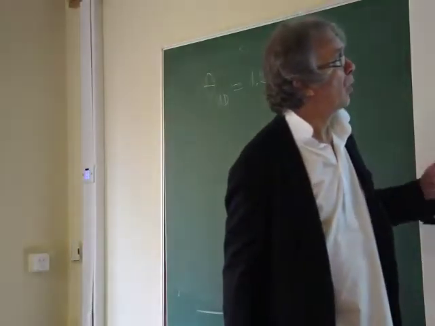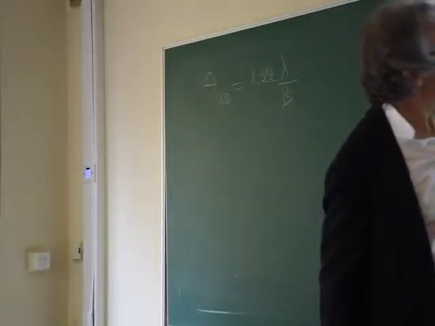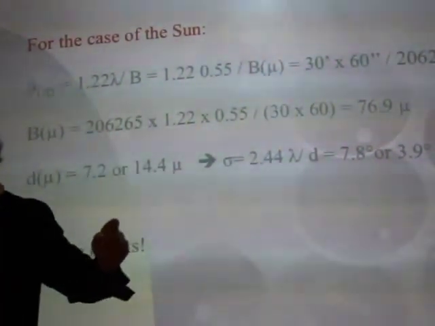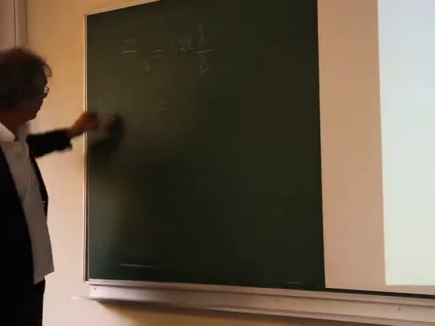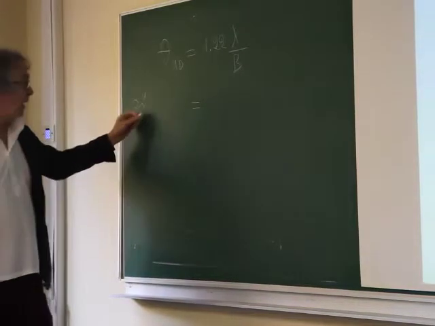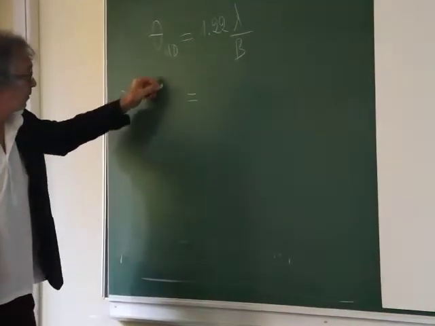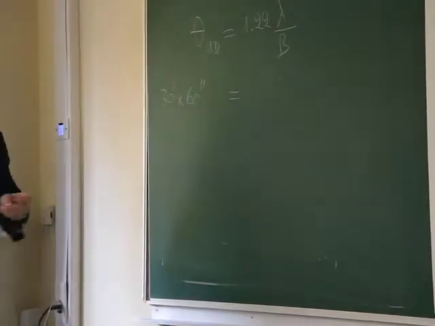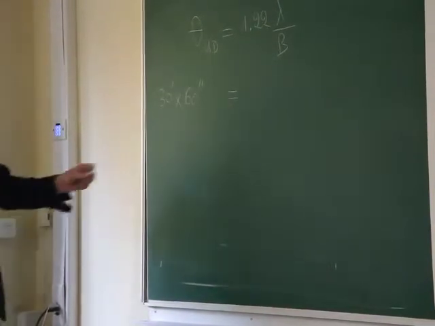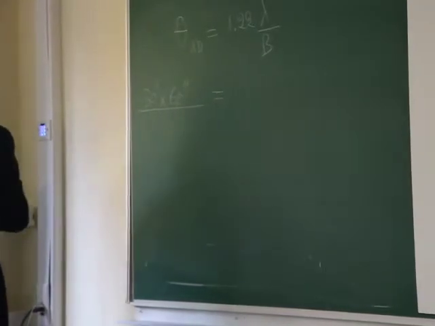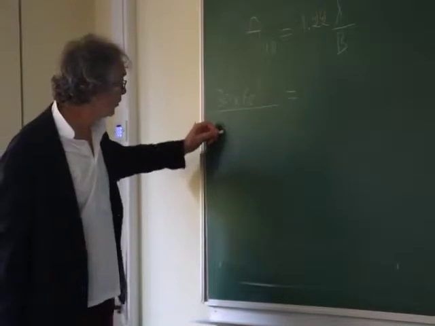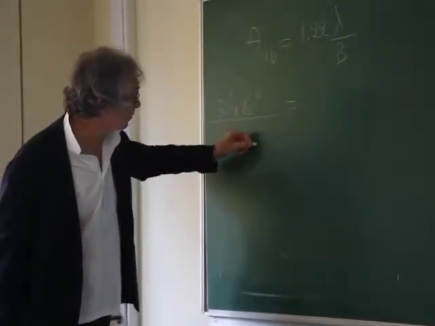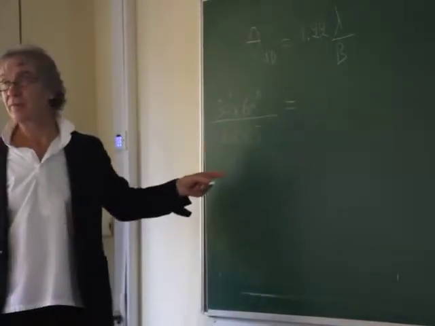And now what we find is that this relation may be rewritten as shown there. We just apply it now for the case of the sun. I just say theta UD is 30 minutes of arc. This is the angular size of the sun. In 1 minute of arc, I have 60 arc seconds. And now I should express this angle not in seconds of arc, but in radians. So I need to divide by the number of seconds of arc in one radian, and the number is about 206,265 seconds of arc in one radian.